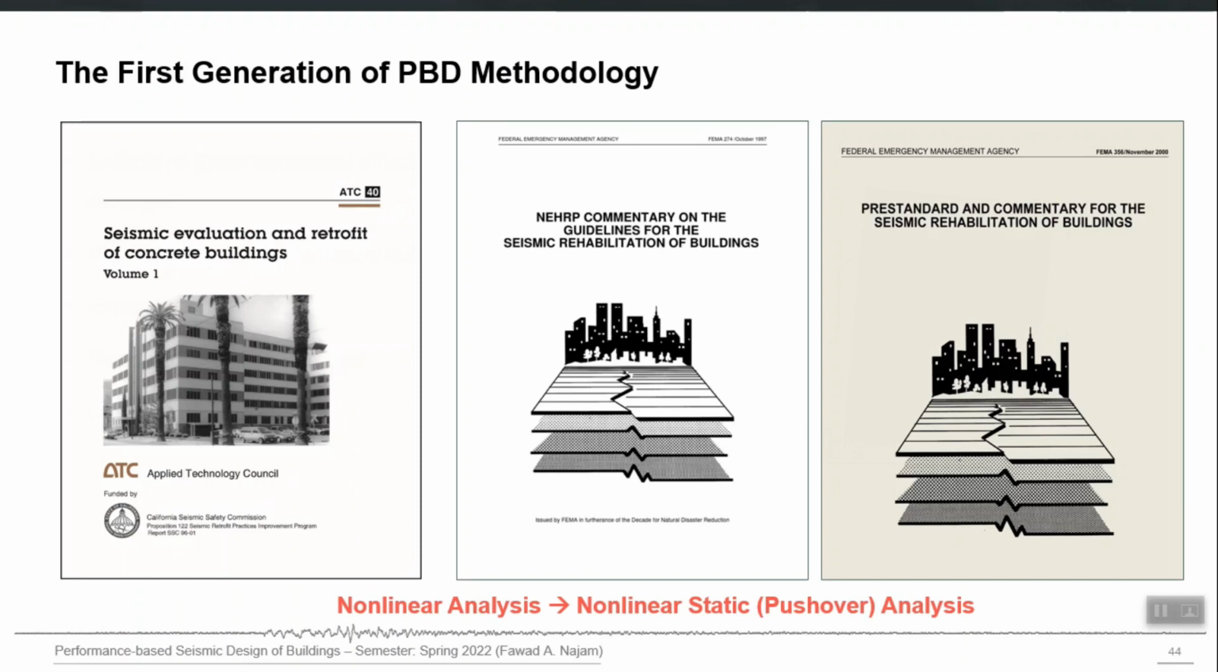So the very first generation of performance based design guidelines, they were recommending nonlinear static procedures, which are also called pushover analysis procedures, because nonlinear dynamic analysis was not that common in the late 90s, right? So the first generation of guidelines which are shown here, ATC 40, then FEMA 356, NEHRP guidelines, this is FEMA 356. These are all available, by the way, I'll show you. But they were mostly recommending nonlinear static procedures.